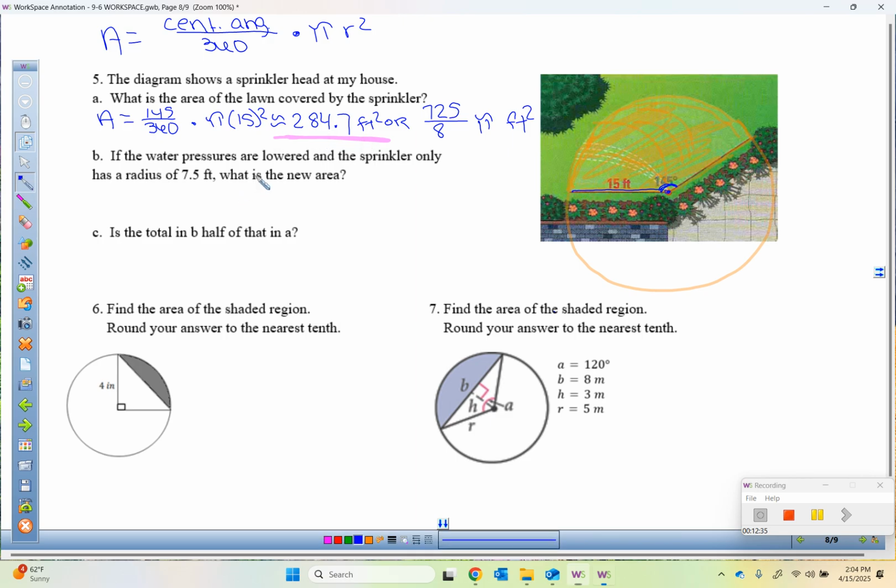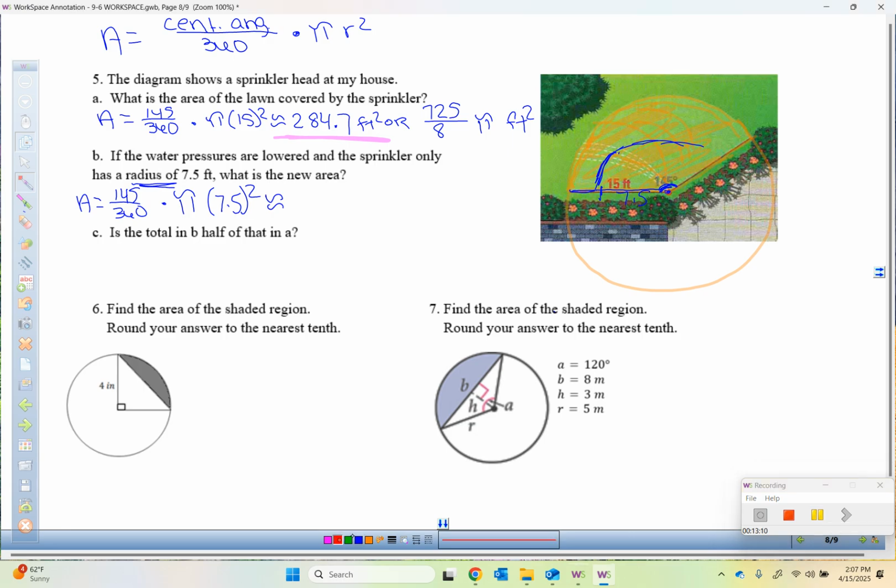Okay. So B, if the water pressure is lowered, so we're cutting back the water, the same angle, but we're cutting back the water so it's not going to spit out quite as far, right? And so the radius is being cut back from 15 now down to 7.5. Okay, so now we have the same angle, right? 145 over 360 times pi. And now what's my radius? Good, 7.5 squared. And let's see what we get.